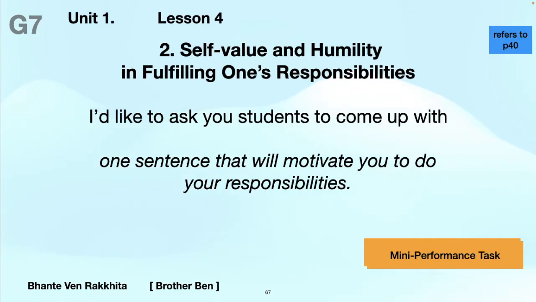So, to self-worth and humility in fulfilling one's responsibilities. I'd like to ask you students to come up with one sentence that will motivate you to do your responsibilities. It's your mini performance task then.